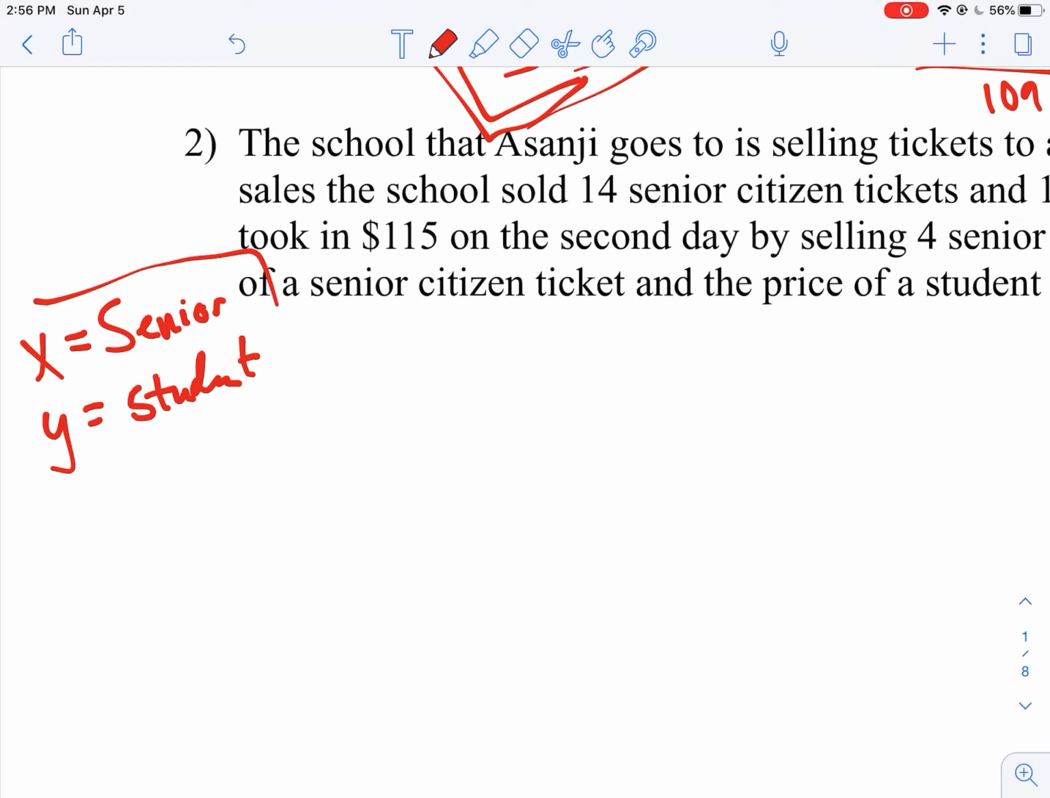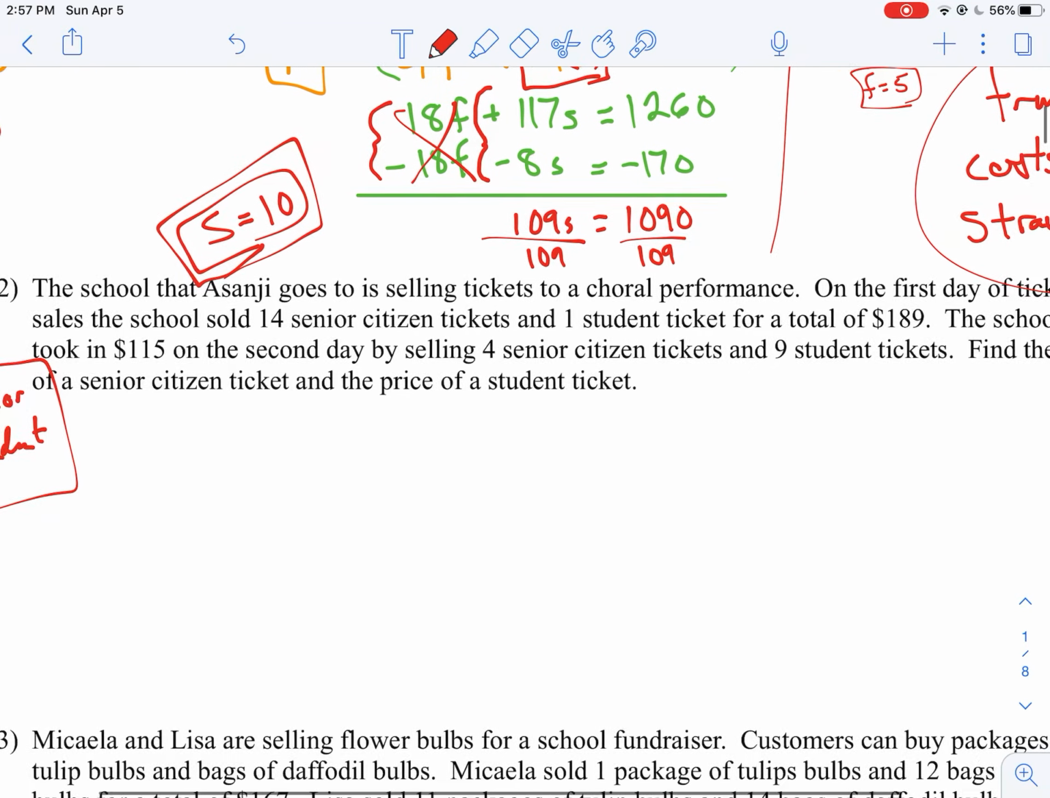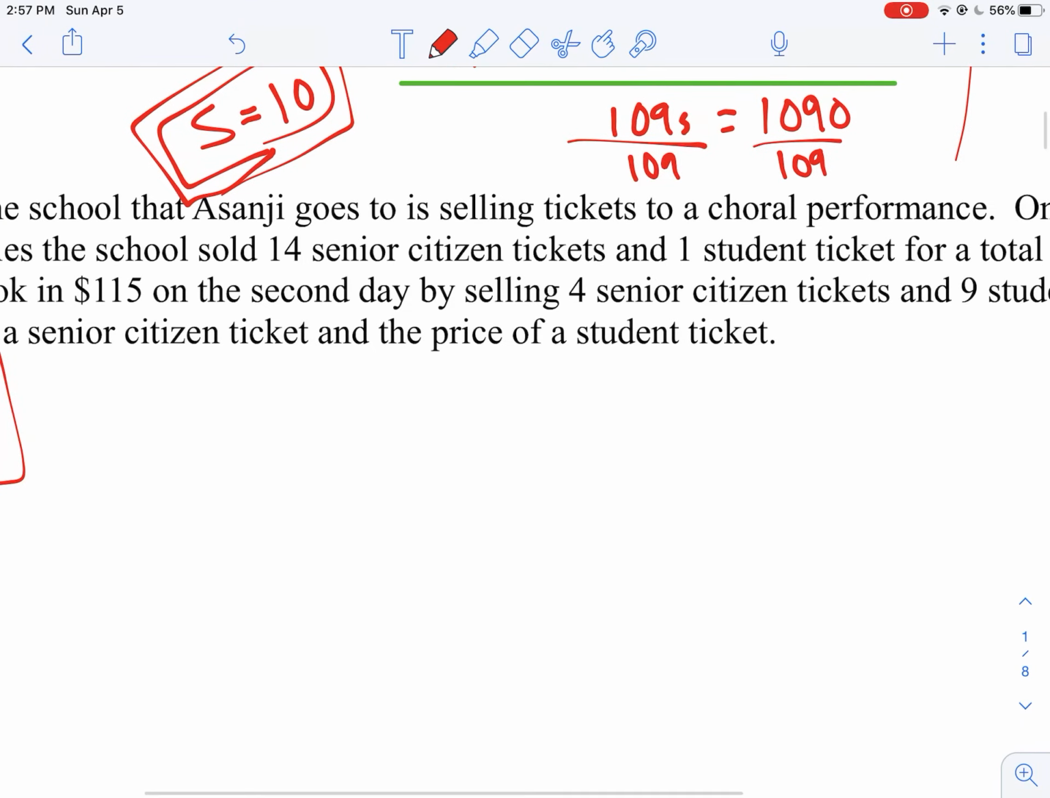When I talk about student tickets, I'll use Y, and senior citizen tickets, I'll use X. Please write this, because when you get in the middle of a problem and you're solving it at the end, if you're thinking about which one's which, it's just one less thing to think about. Here it is. I have a key up here in the corner for me to look at. All right, so on the first day, day 1, school sold 14 senior citizen tickets. I believe senior citizen was my X.